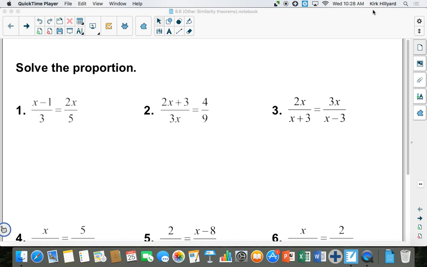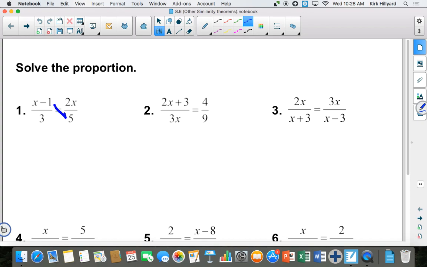All right, to start with today, we are going to review just a little bit about proportions. You might need this today, just to make sure. Just remember, when you have a proportion, you're going to cross multiply. So we have 3 times 2x equals 5 times x minus 1. You would distribute here, distribute there, set it equal to, and solve.